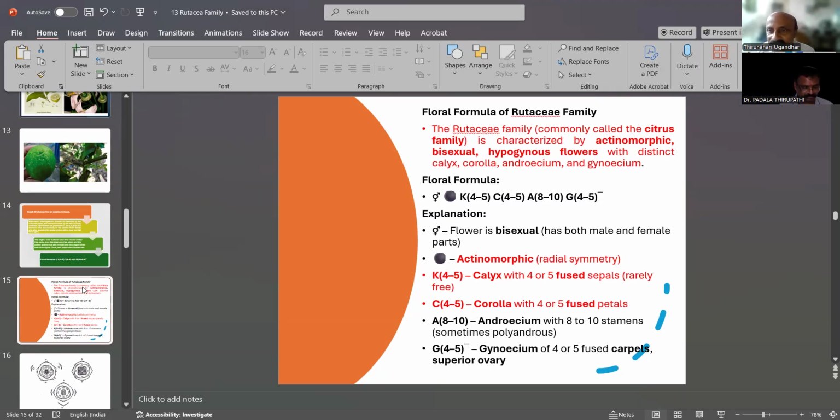It is characterized by actinomorphic, bisexual, hypogynous flowers with distinct calyx, corolla, androecium, and gynoecium. These are the major important floral characters of the family. The flower is bisexual, meaning it has both male and female parts, and also actinomorphic, which means radial symmetry.